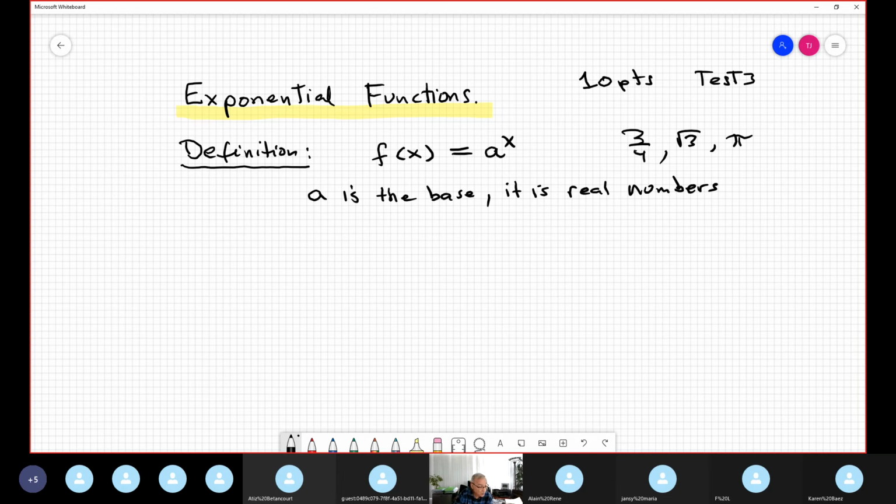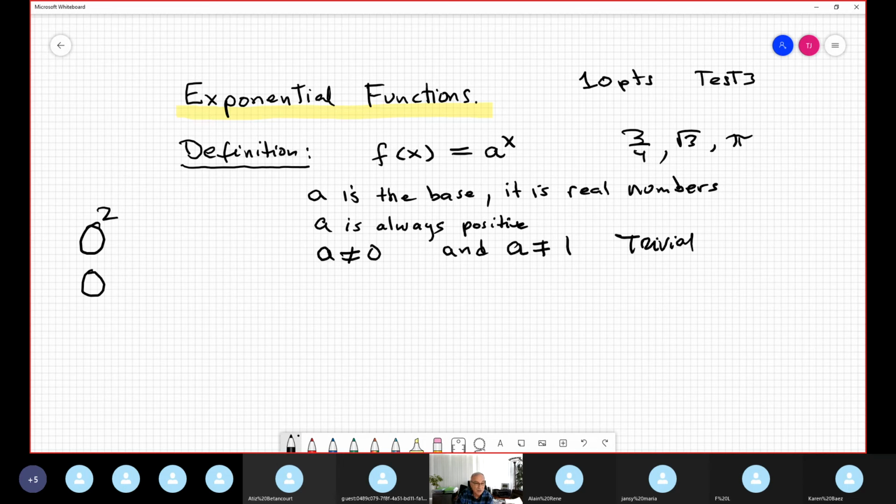But be careful, because we have 2 restrictions. The restriction is a is always positive. Okay, a negative base is totally illegal. No good. This is not exponential. This is another thing. And a is not 0 and not 1, because 0 and 1 are trivial. Example, 0 raised to any power is 0, and 1 raised to any power is 1.